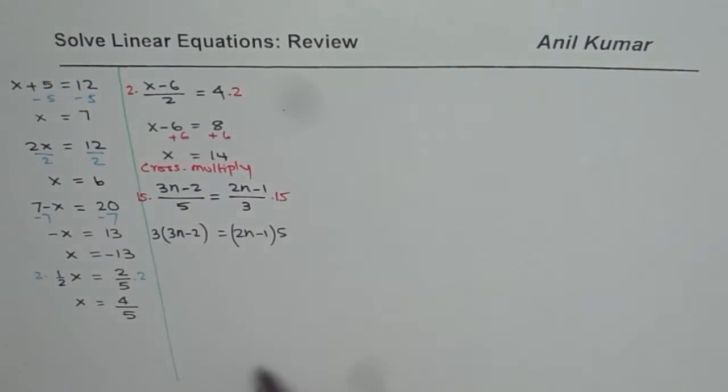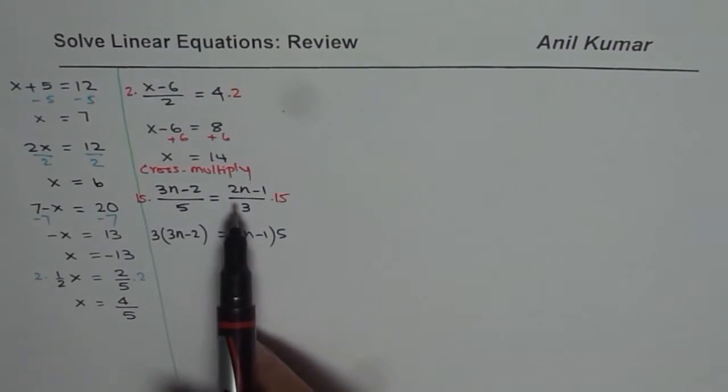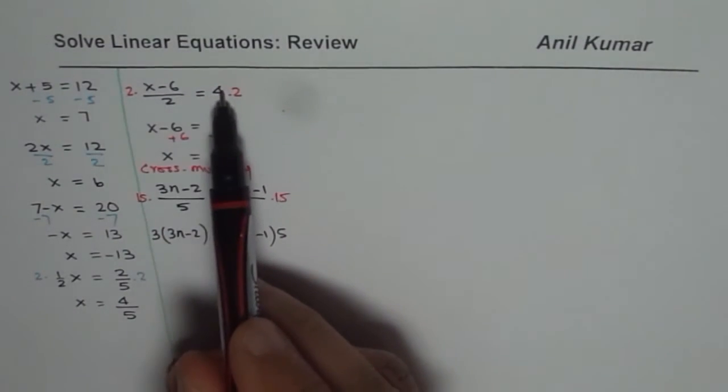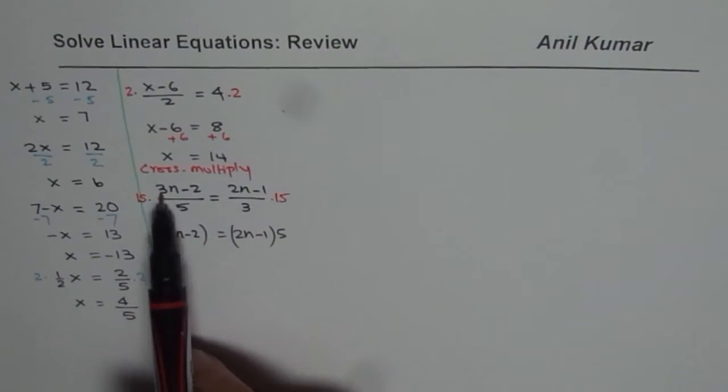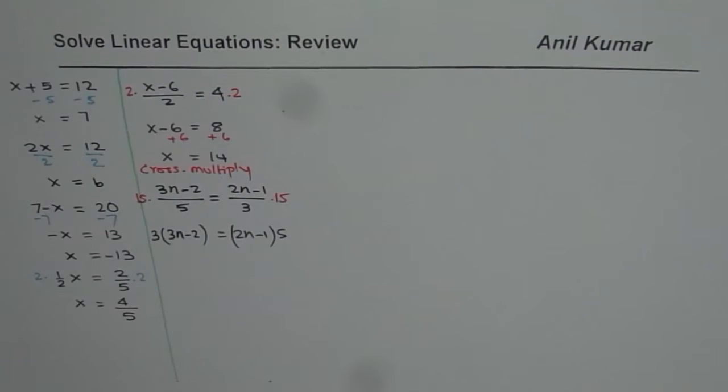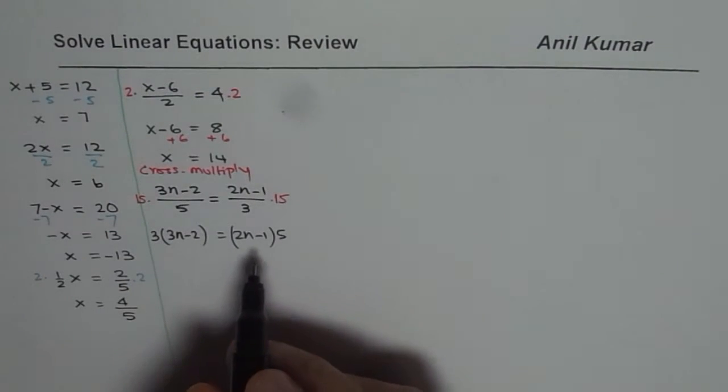So in such cases, you can apply this strategy of cross multiplying. We cross multiplied by 2, got rid of this fraction. We cross multiplied this by 5, that one by 3. And now it is a question of expanding and solving.